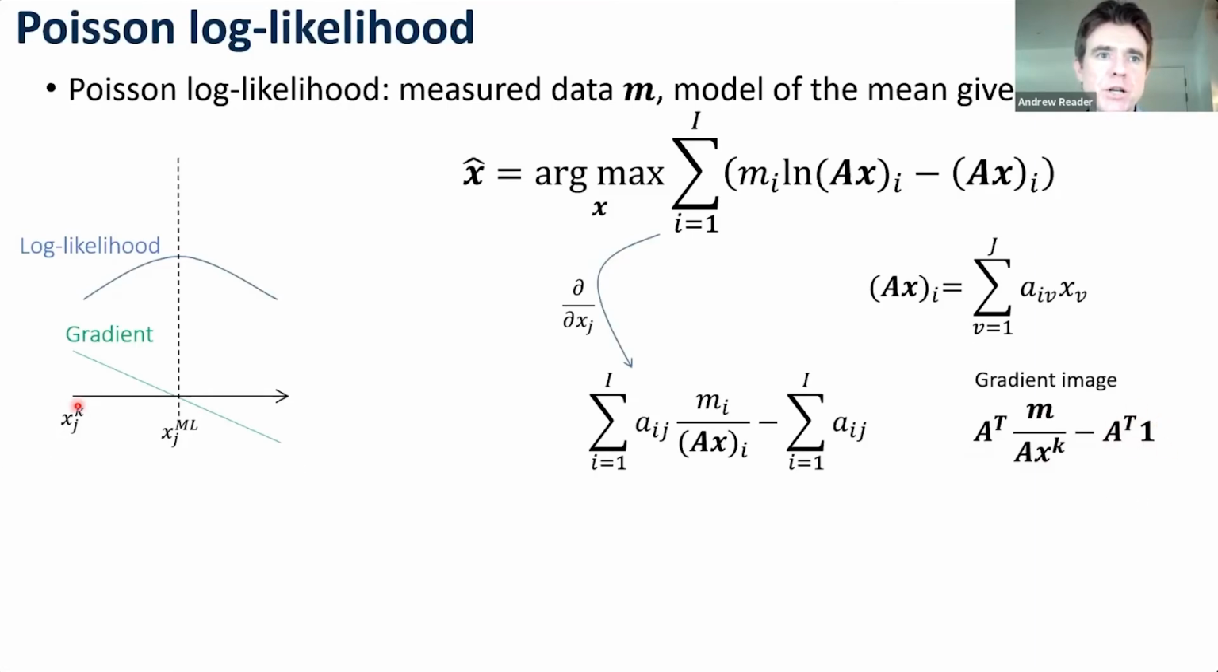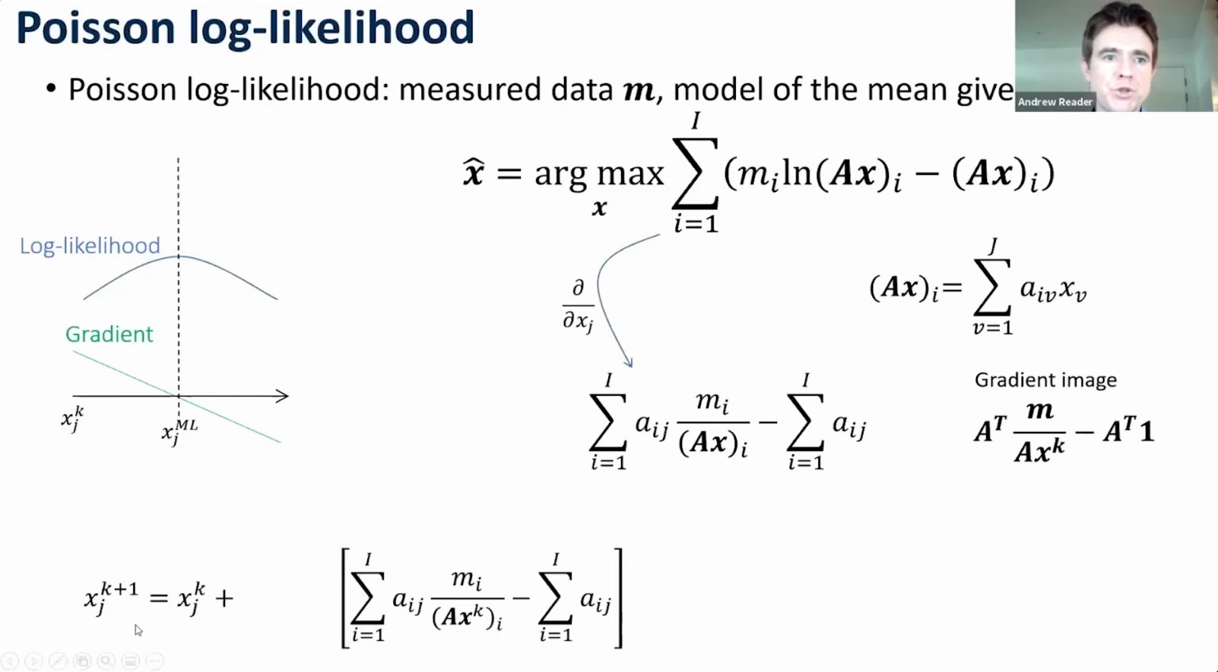So remember, to get closer to the maximum, now we're going to need to add on the gradient, because here the gradient is positive, and that's the direction we need to go in if we're below, if our value is too small compared to the maximum likelihood estimate. So that's what I'm showing here. Next estimate is previous estimate plus the gradient image, okay, which is just this expression here. I've just plugged that in there.